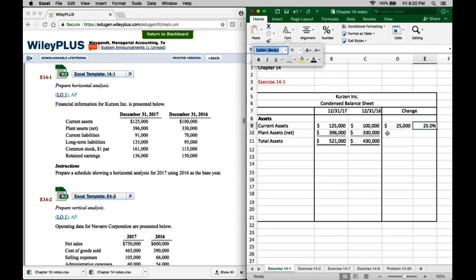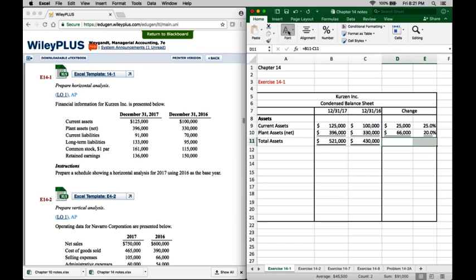We do the exact same thing for the second item, which is plant assets. 330 to 396, how much did it increase by? It increased by 66,000. 66 divided by 330 will give me a percentage change of 20%. Now I do that for the totals. When I do that for the totals, this works out to 91,000. 91,000 divided by 430 will give me 21.2%.